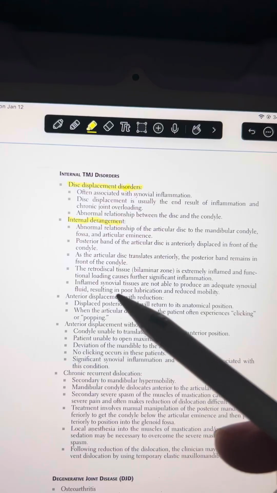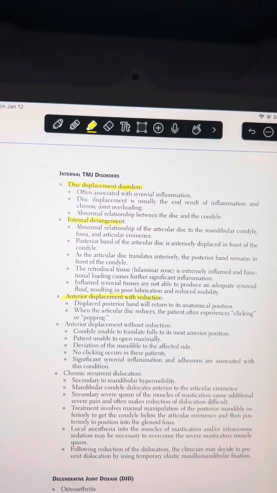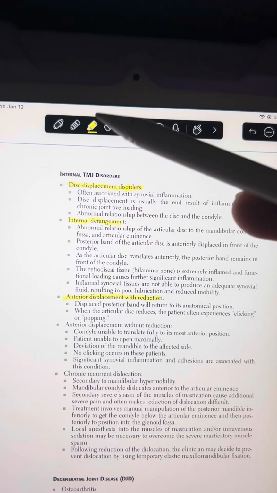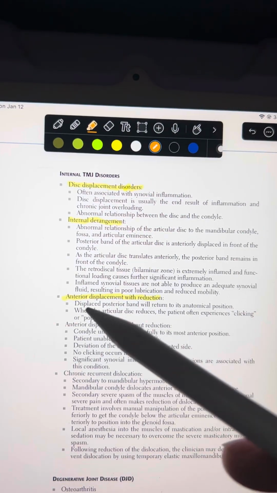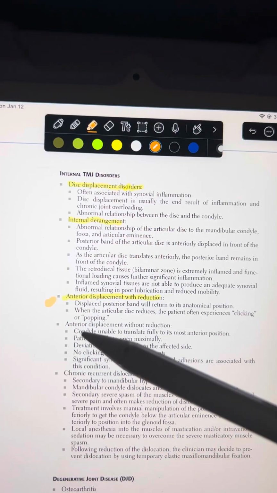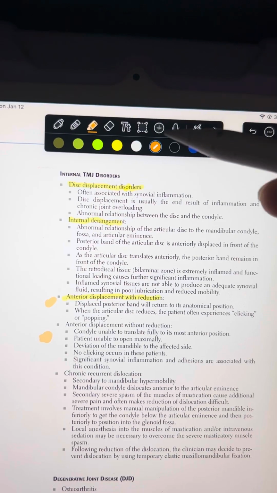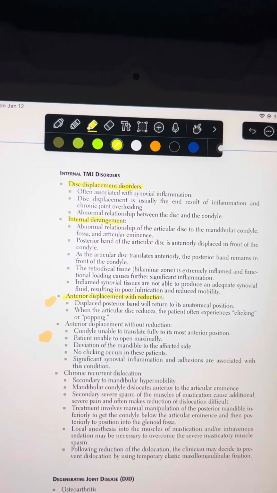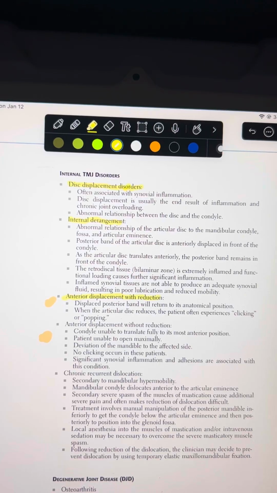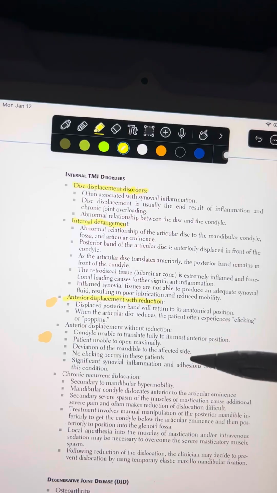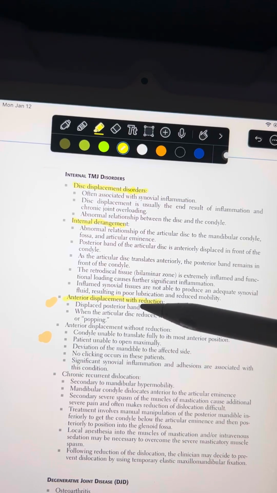Now with the next one, we have anterior displacement with reduction. It is asked many times, so these two are very important. Mostly these are tested: anterior displacement with reduction and anterior displacement without reduction. These are the most important ones asked, but I want you to make sure that you know all, so you can differentiate between with reduction, without reduction, internal derangement, or chronic recurrent dislocation. But mostly these two are asked, so make sure that you learn these two by heart.